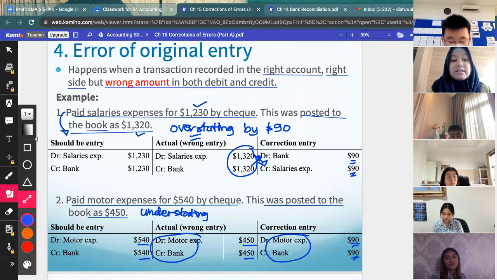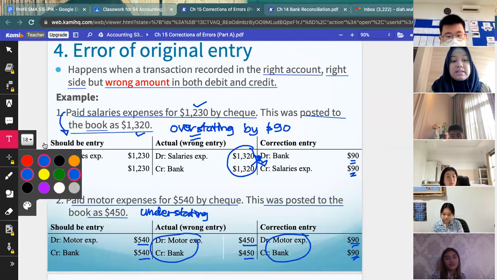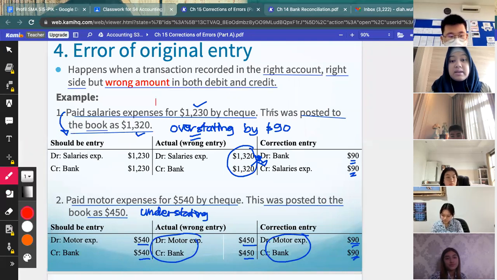Remember, divide the sentence into two. This is the first sentence, number one. This is number two. Number one, the correct one is 1230. Meanwhile, the wrong one is 1320. The wrong one is more than it should be, so it means you are in an overstated case. You record bigger than you're supposed to. That's the clue.